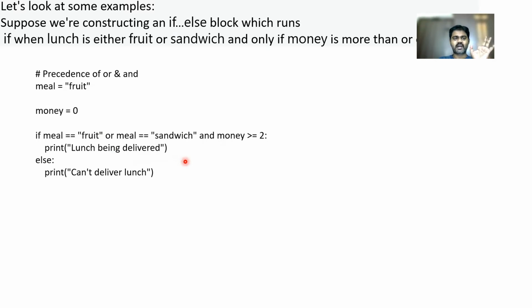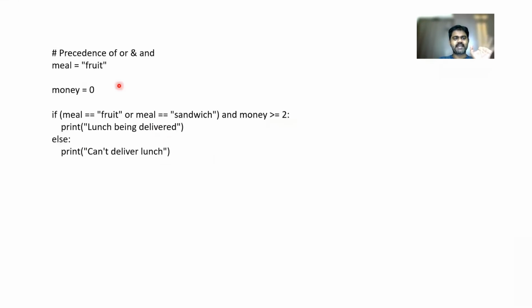Okay, so next what we'll do is, it's the same example. We have given in brackets if meal equal to fruit or meal equal to sandwich and money greater than or equal to 2. Now both conditions should get satisfied. So if meal equal to fruit or meal equal to sandwich, here we have initialized with meal equal to fruit, or meal equal to sandwich. There is no issue because one is satisfied.